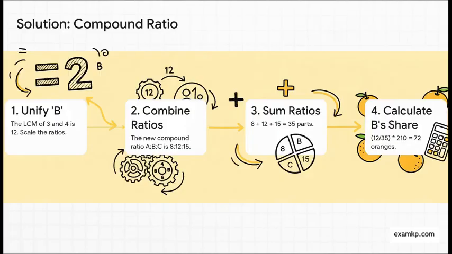So we find the LCM of B's parts, which are 3 and 4, and that's 12. Then we scale up both ratios to make B's share equal to 12. And just like that, we create our single powerful compound ratio, 8 to 12 to 15. Now we can solve it just like that cake problem from before. Sum up the parts to get 35 and then calculate B's share. This is a perfect example of why that first step is so important.